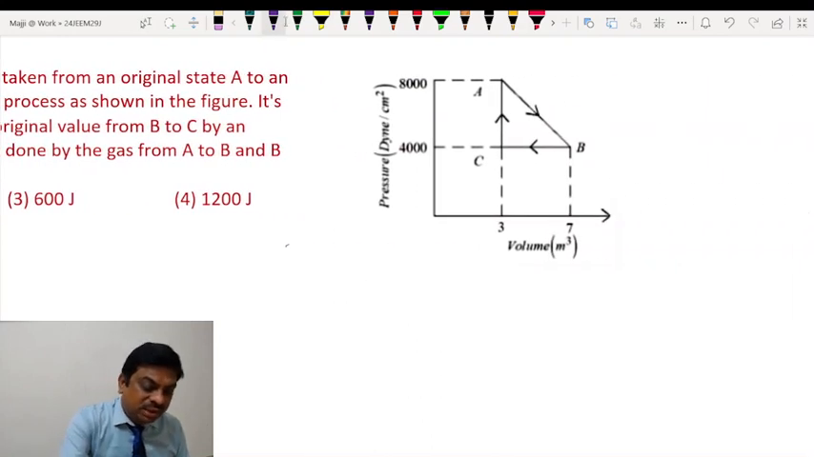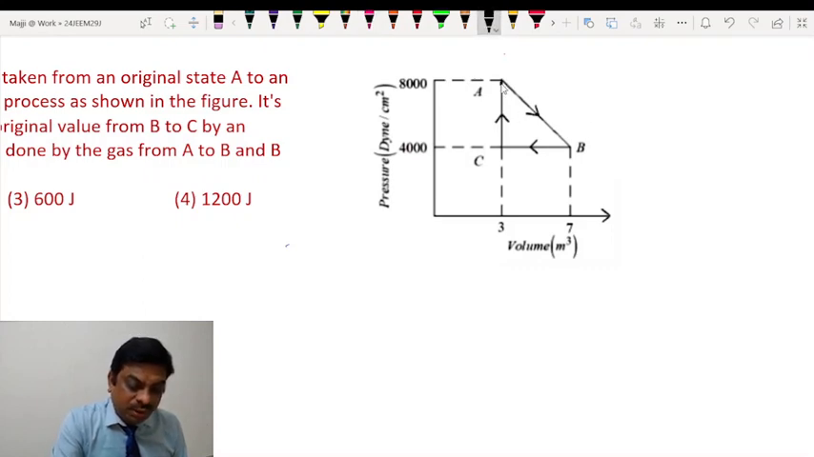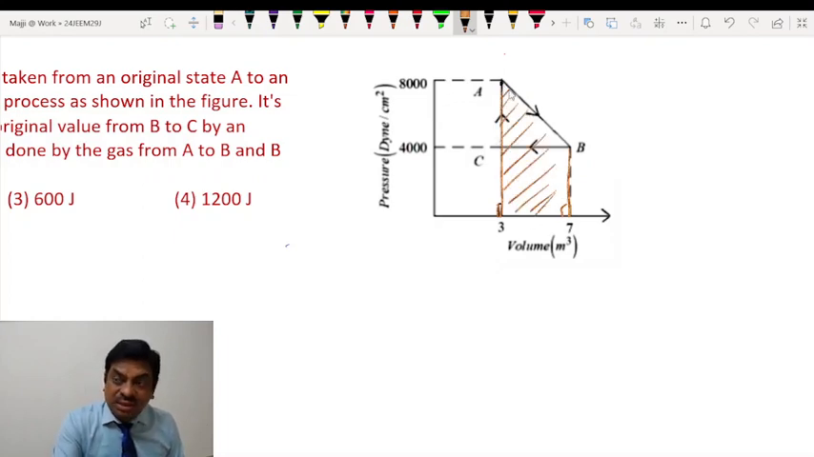So as you can see, students, in order to know the work done from A to B, from A you drop a perpendicular, and from B you drop a perpendicular onto the volume axis. You get an area. This area will give you the work done by the gas, and as you can see, the gas is undergoing expansion, so this work done will be positive. This is the positive area of the trapezium.